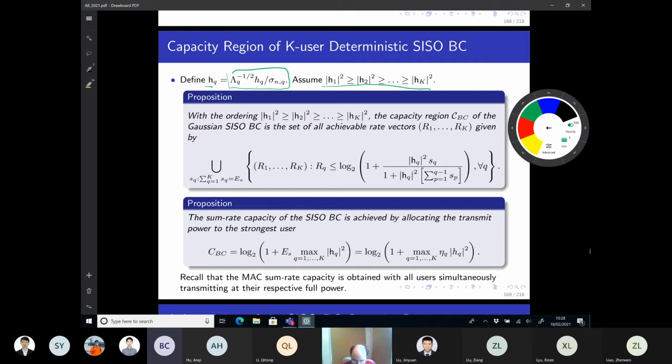Right, so I have user 1 is stronger than user 2, is stronger than user 3, is stronger than user 4, and so on. What is the capacity region that you would achieve? It is the union of all rate pairs, not pairs, but K-tuples, right? So you have K rates, and you look at all those rates such that the rate of user Q is smaller than log2(1 plus SINR).